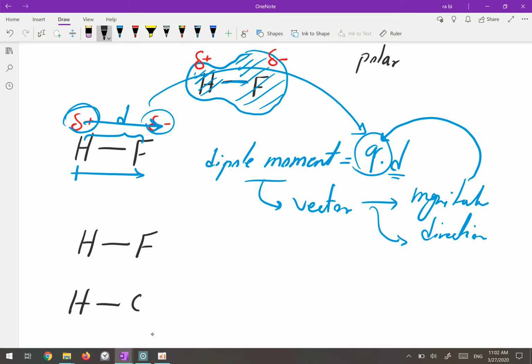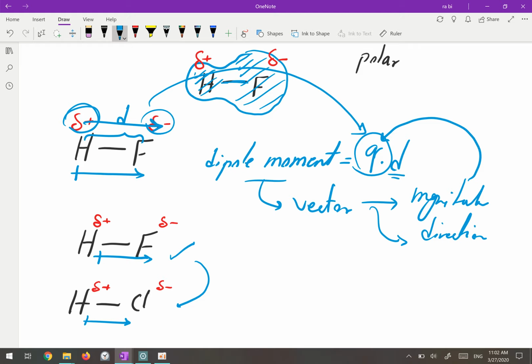the hydrogens are less electronegative than the halogen. Here fluorine, which is more electronegative, becomes partially negative, and hydrogen becomes partially positive. Same thing happens in the next molecule, HCl. Chlorine is more electronegative than hydrogen, so chlorine becomes partially negative and hydrogen becomes partially positive. So we have a polar bond in both of them. Here the dipole moment is in this direction, here also the dipole moment is in this direction, but the dipole moment is bigger here than here, because the difference in electronegativity between hydrogen and fluorine is more than the difference in electronegativity between hydrogen and chlorine.